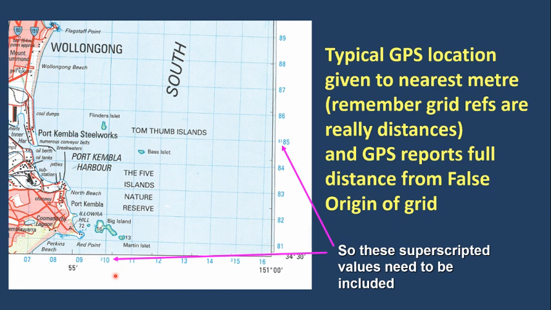We've been ignoring it because we've been working mostly off the one map sheet, but now if we're thinking about true locations using a GPS, this information all needs to be included. So rather than just referring to these grid lines in terms of the easting, for example, here is 09, 10, 11, 12, etc., they should be 309, 310, 311.